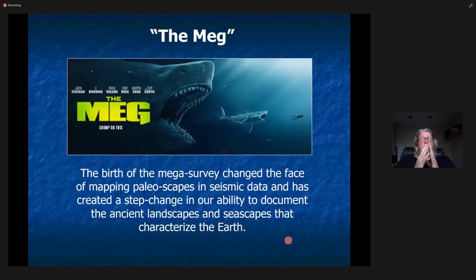There we are. The last thing I want to say about the seismic piece of this is something I call the MEG, okay? One of the things that has changed the face of seismic geomorphology a little bit is the birth of the MEG survey, the mega survey. I don't know how many of you saw this movie, I've just got to recommend this. This is an awesome movie. It says chomp on this.